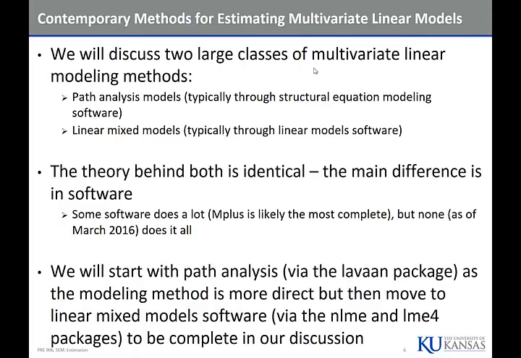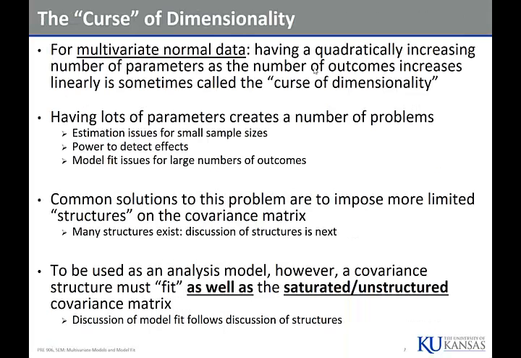So we're starting with path analysis mainly because I think it's a lot more of a direct modeling approach for each of your outcomes. Right? So we're going to be able to put each outcome in a model and then predict it with a series of regression or predictor variables, just like we would with a univariate model, but each one can have a different set. We'll switch over into the mixed model packages for other reasons as they come up.